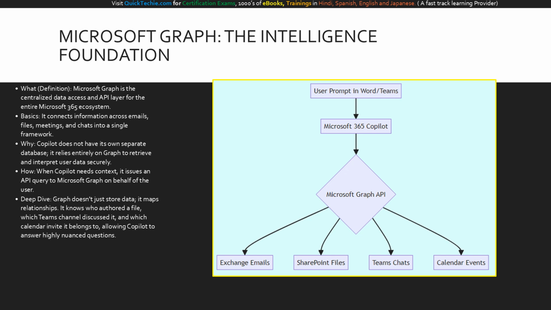Take a look at this high-level architecture. At the top, the user interacts directly with Copilot inside an app like Word or Teams. However, notice that Copilot doesn't connect directly to the raw data. The request flows downward into the Microsoft Graph API. Microsoft Graph acts as the universal gateway. It sits between Copilot and the actual data silos: Exchange, SharePoint, Teams, and the calendar. Graph translates Copilot's need into secure queries and retrieves the interconnected data required to fulfill the user's prompt.